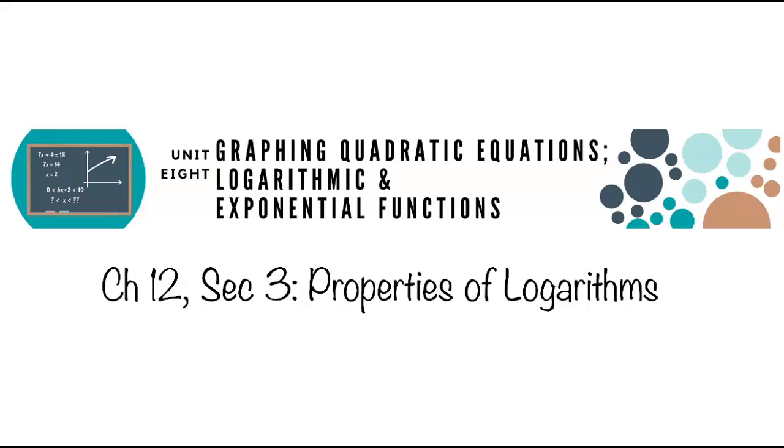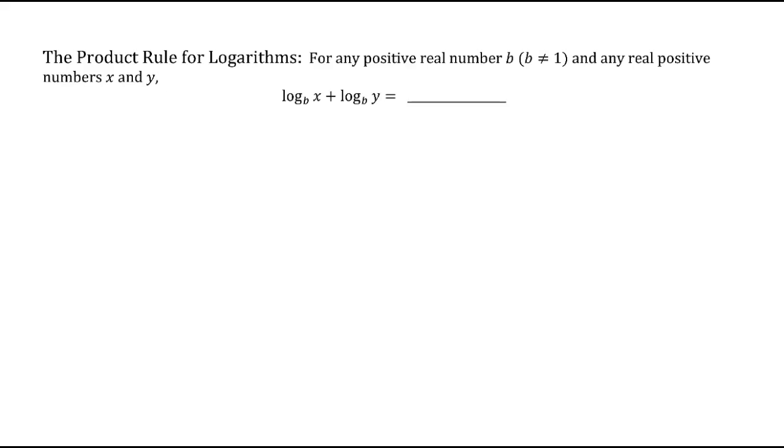In this lecture video, we'll learn about various properties of logarithms. We'll begin with the product rule, which states that for any positive real number b other than 1 and any real positive numbers x and y, log base b of x plus log base b of y is equal to log base b of the product x times y.